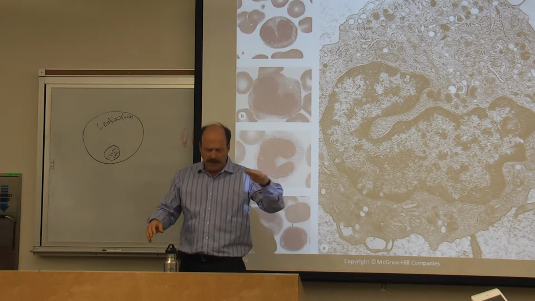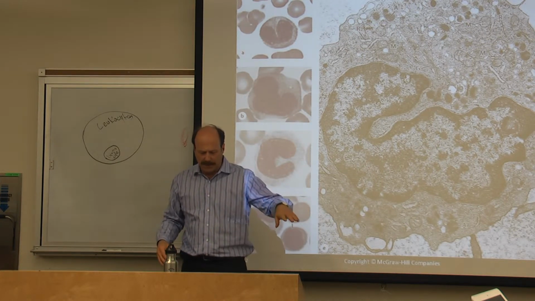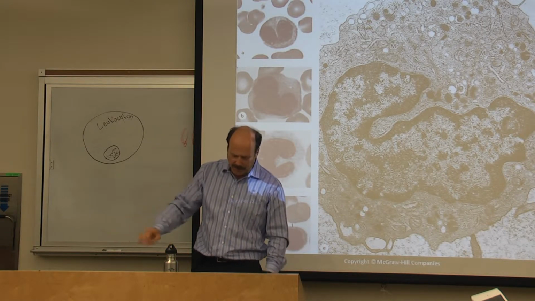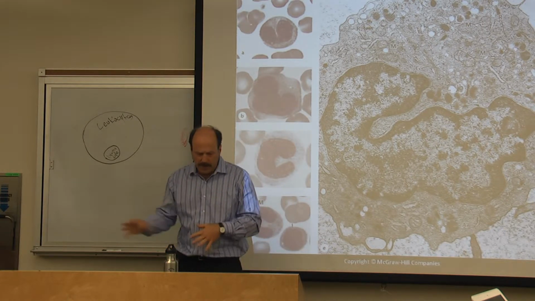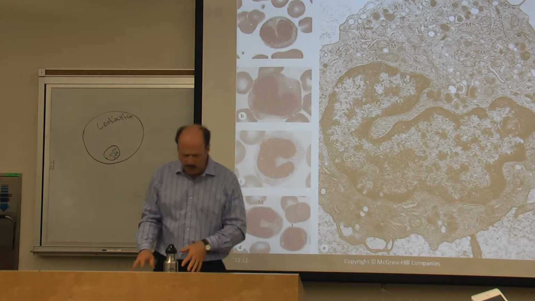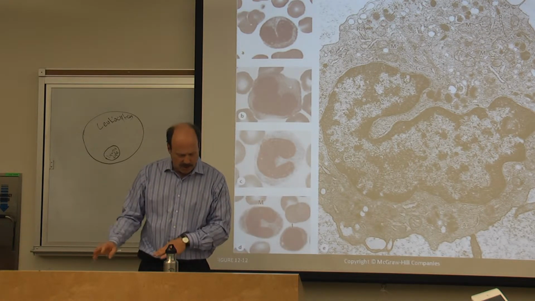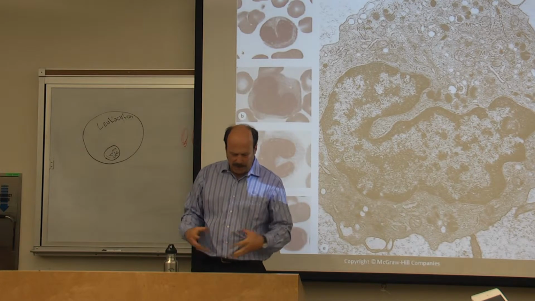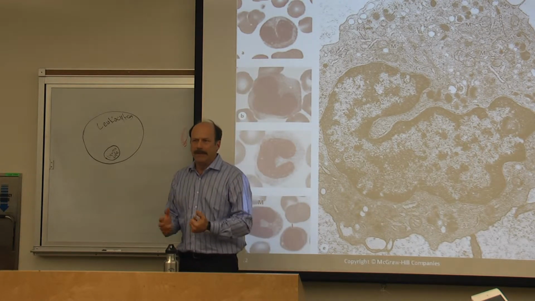You understand that you've got granulocytes, there are three classes of those, and then you have agranulocytes: lymphocytes and monocytes. And monocytes will mature, and we're going to talk about hemopoiesis. They mature into macrophages, which are the major gobbling cells of the body.